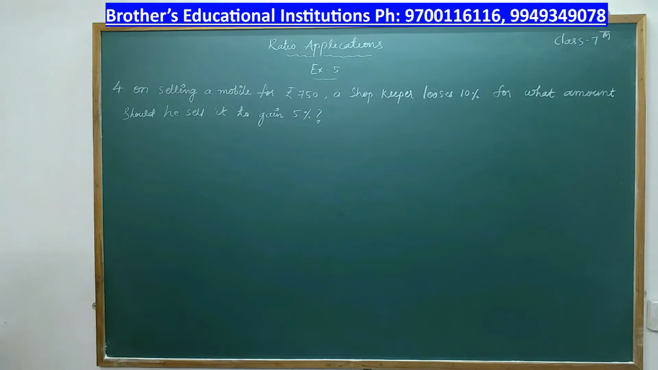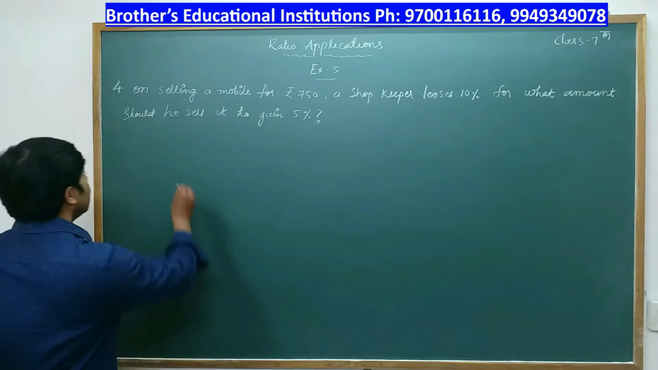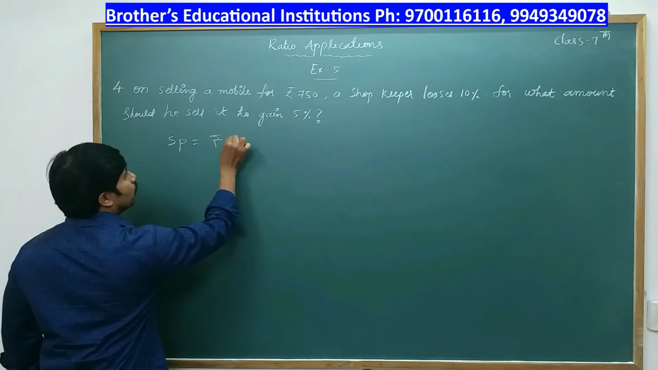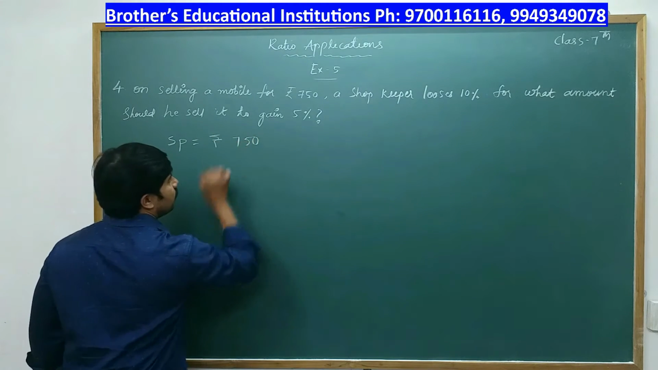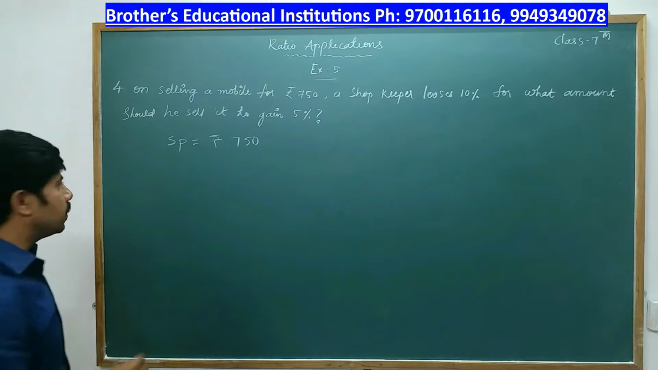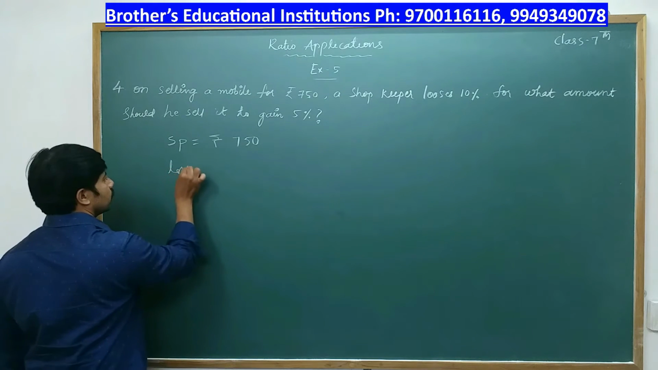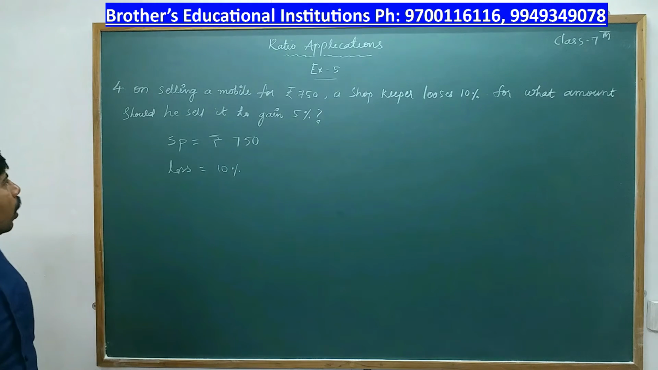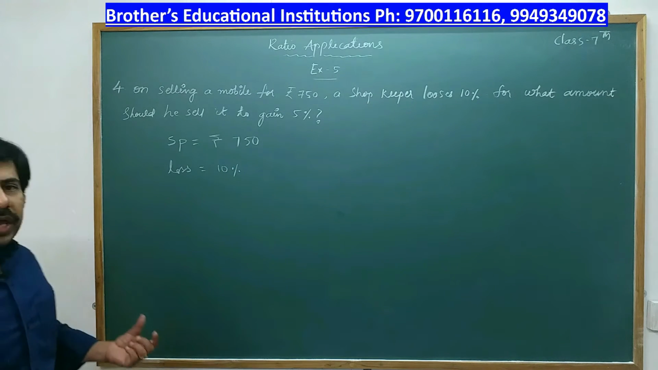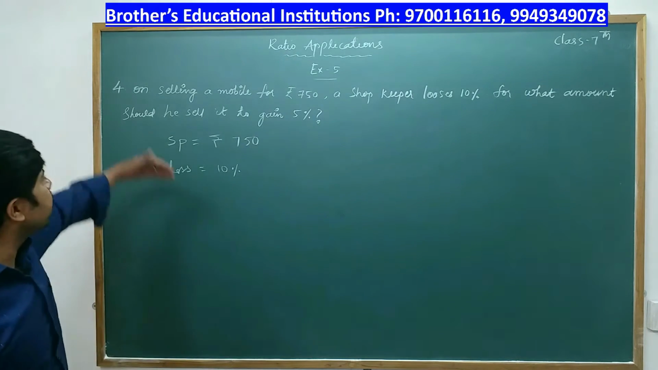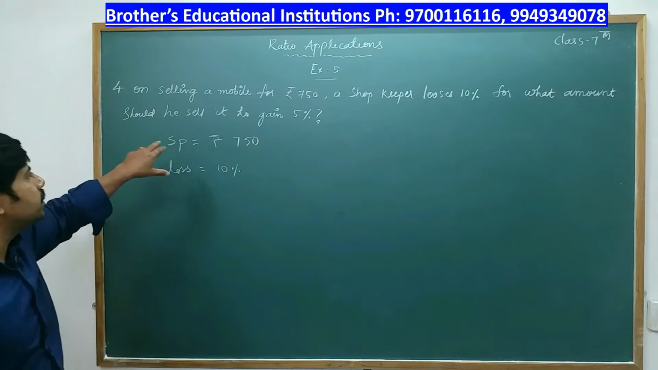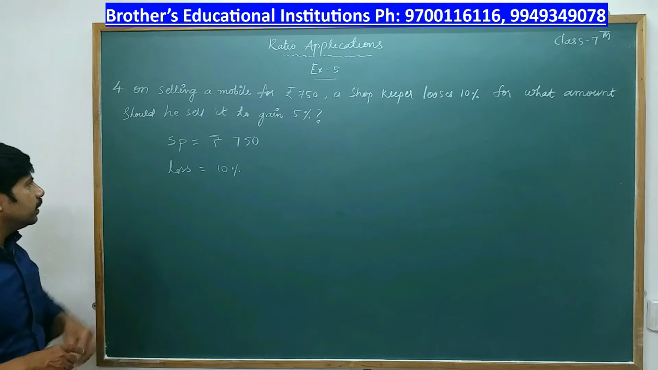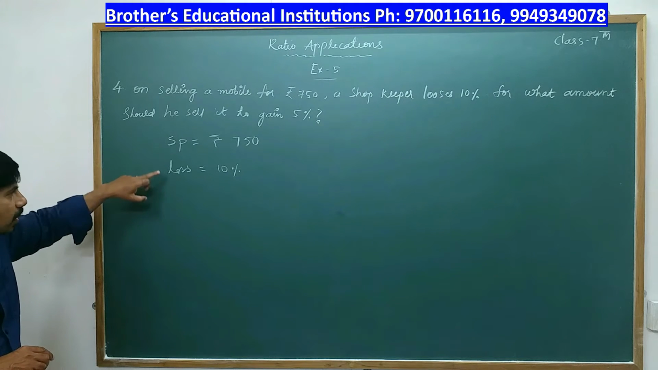On selling a mobile, here the selling price is given. Selling price is rupees 750 and the loss is 10%. So for what amount should he sell to gain 5%? This is the second case, and that we'll find out. But before that, selling price is given to us, loss is given to us.